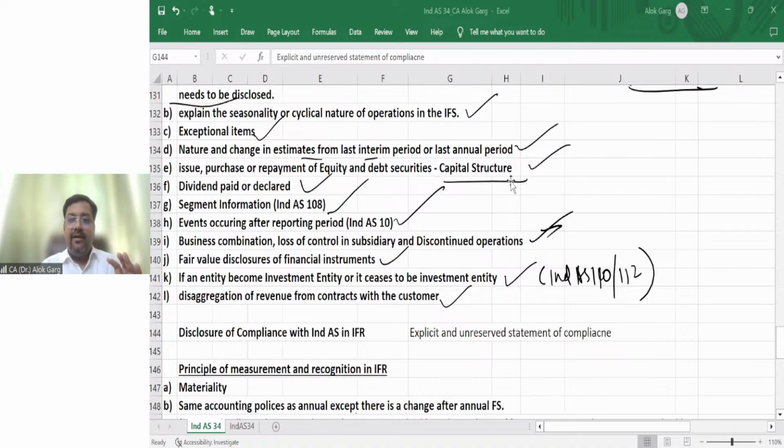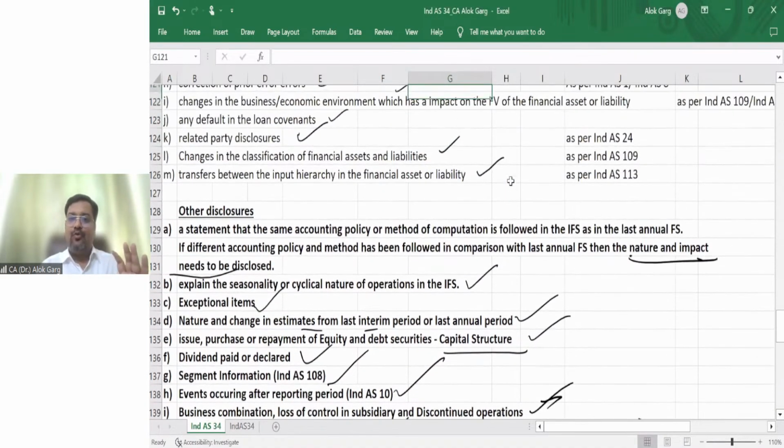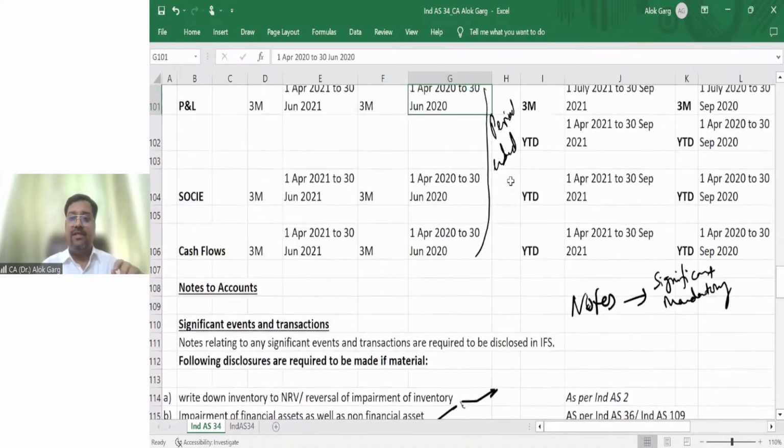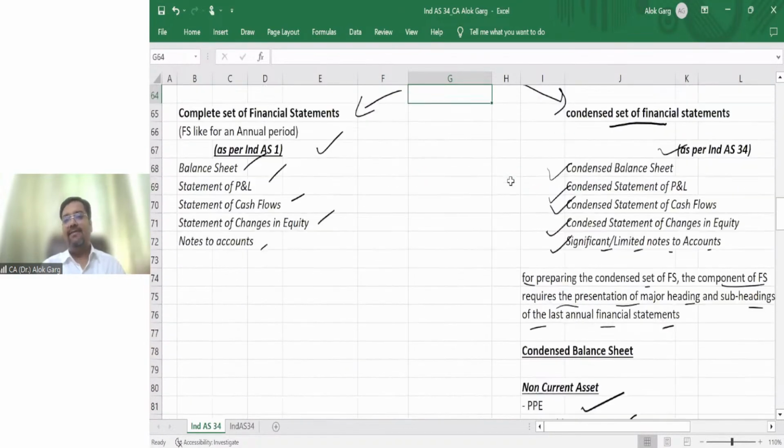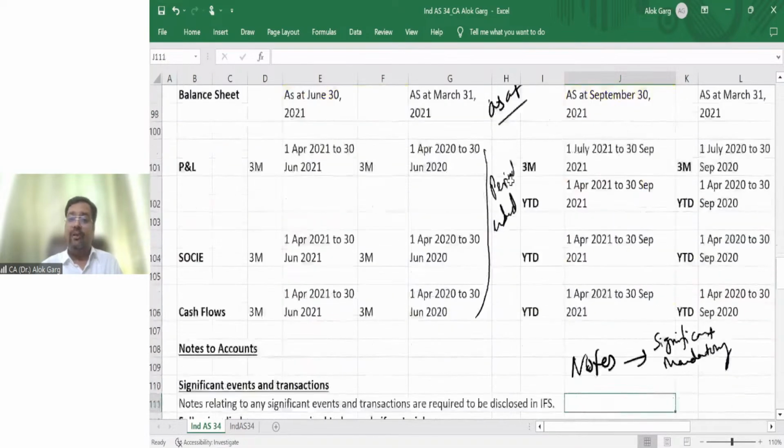Guys, have you understood? The balance sheet, P&L, cash flow, notes to accounts and statement of changes in equity are pretty similar in the full set as well as the condensed set. In the condensed set, the only thing is the note is not there. The entire note referencing is not there. Why is it not there? Because the entire note is not required.